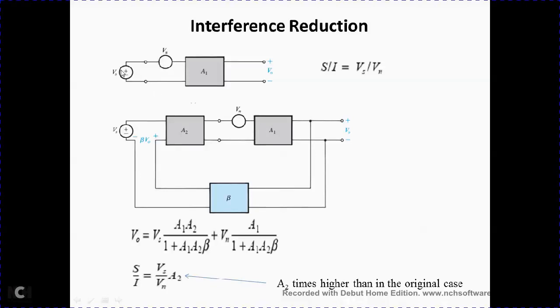So the parameter called signal to noise ratio, or signal to interference ratio, S by I.